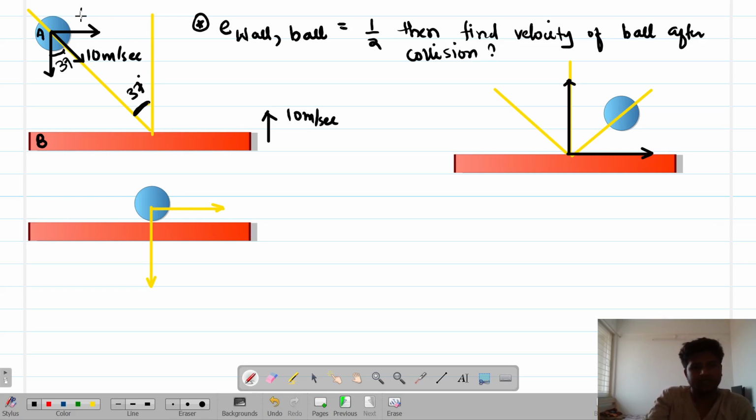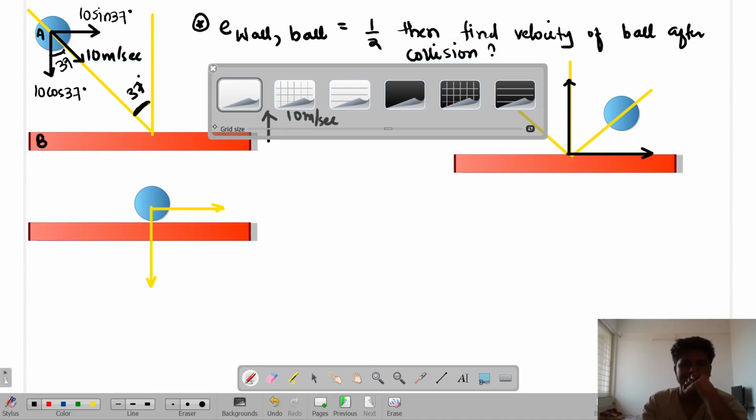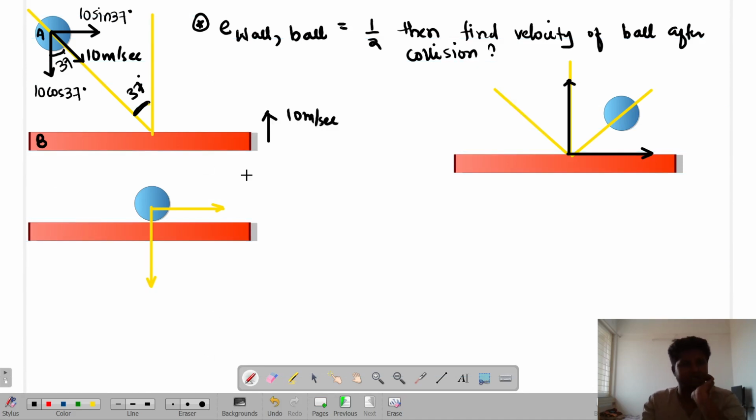So this is going to be how much? 10 sine 37, and this is going to be 10 cos 37, isn't it? Let us just make this clean. So 10 sine 37 means how much? Sine 37 is 3 by 5. 3 by 5 times 10, so this is 6 meter per second, isn't it? And this is 4 by 5 times 10, 8 meter per second, isn't it?